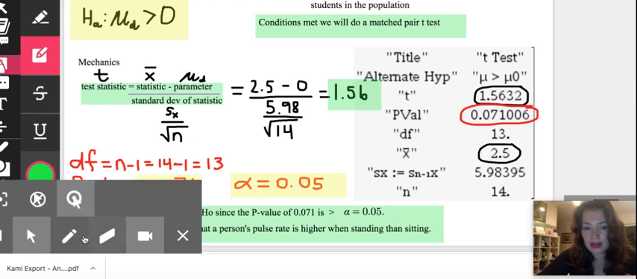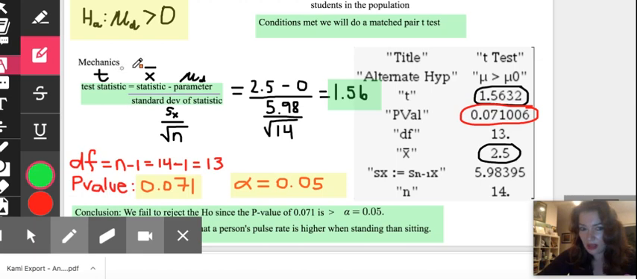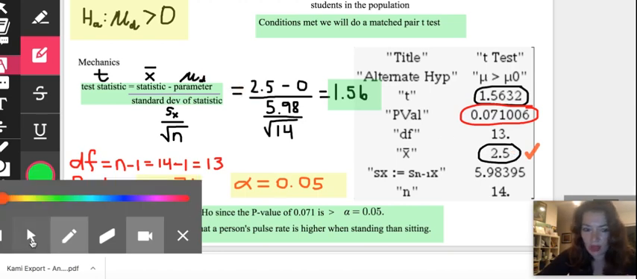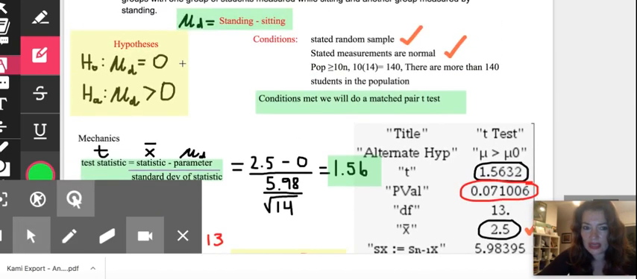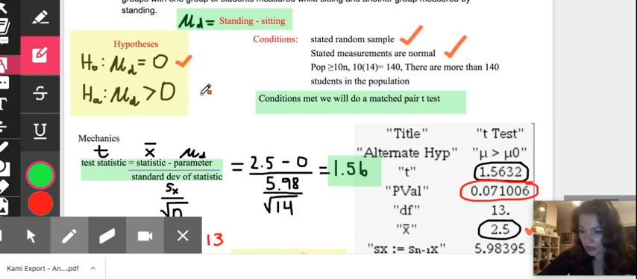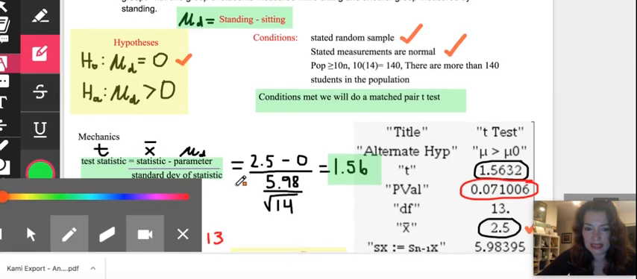I went ahead and I placed the symbols as well. So our test statistic is T. Our statistic, which we want, is our sample mean, which is right here, given on the calculator as 2.5. Now the mean difference, that is what we wrote in the null hypothesis. We said it was 0 right here. We said that the mean difference is equal to 0. In other words, there is no difference between standing and sitting.